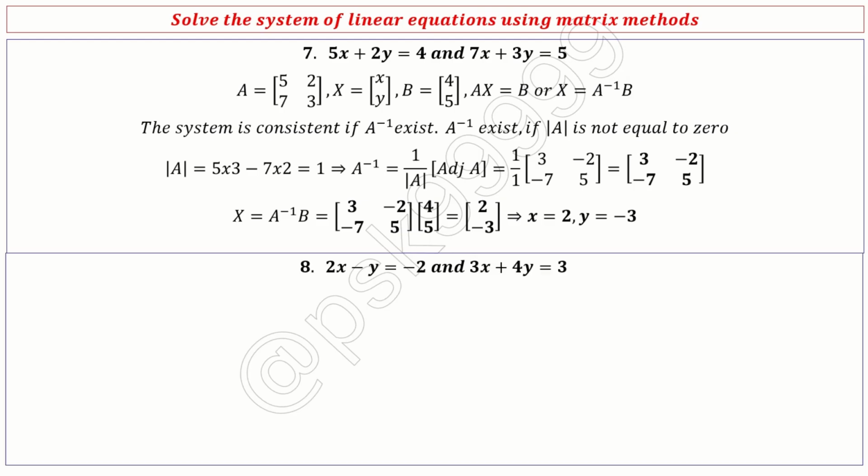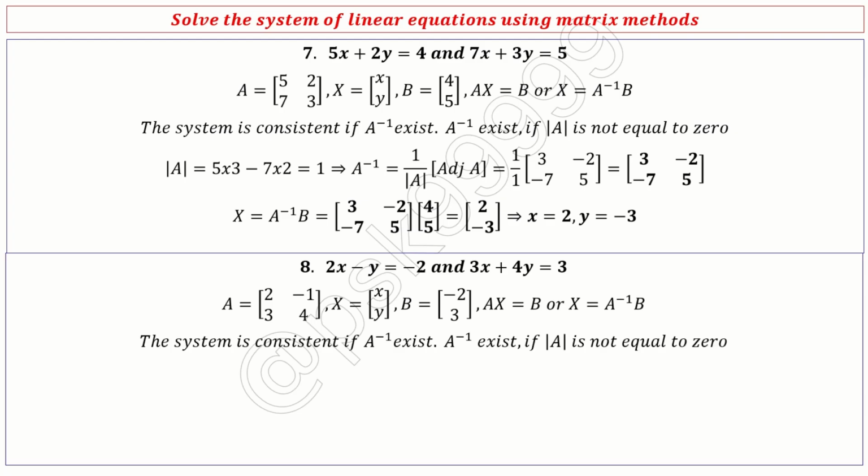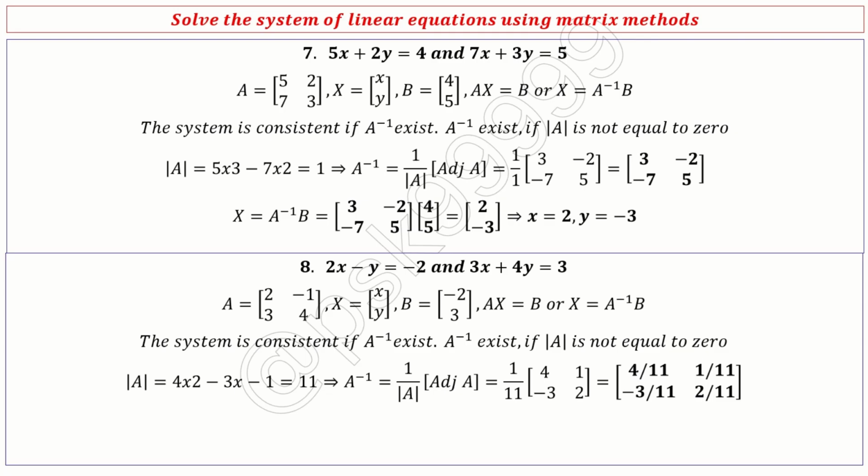Next. Another two equations are given. You will do exactly the same. You will form the matrix A, which is 2 minus 1 3 4, x is x, y, B is minus 2, 3, and then A inverse you will find out.